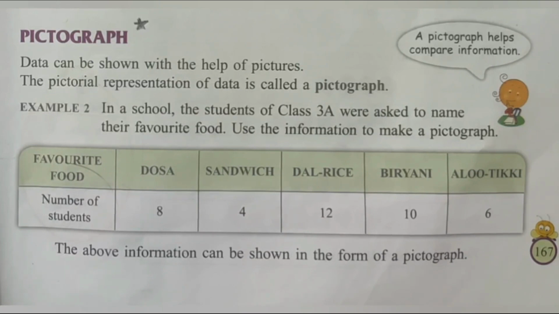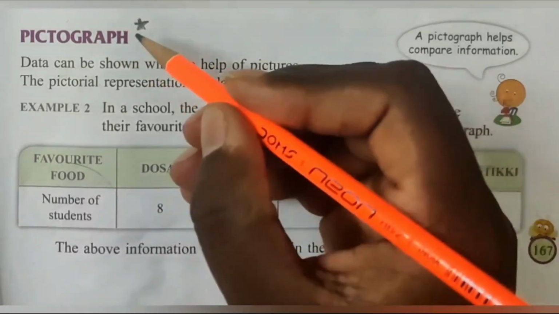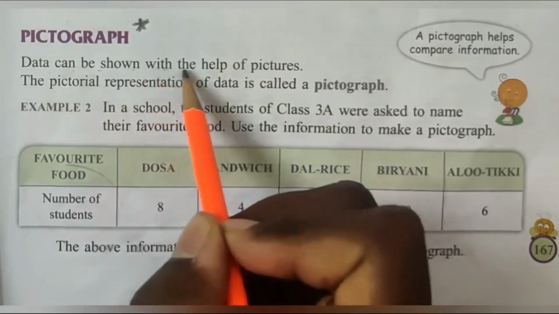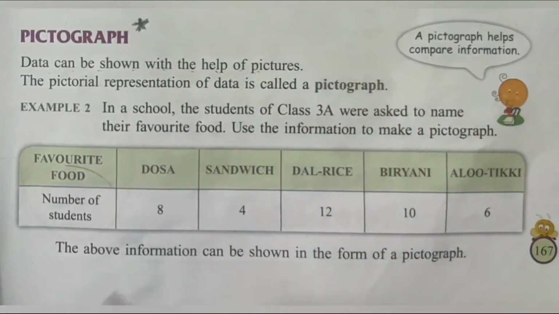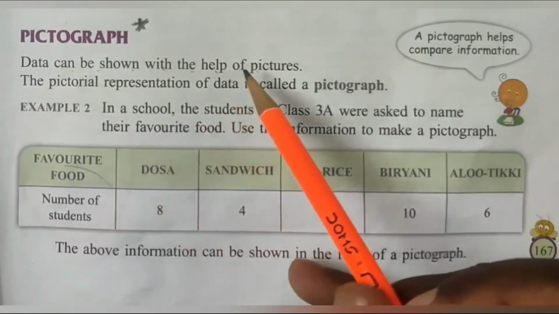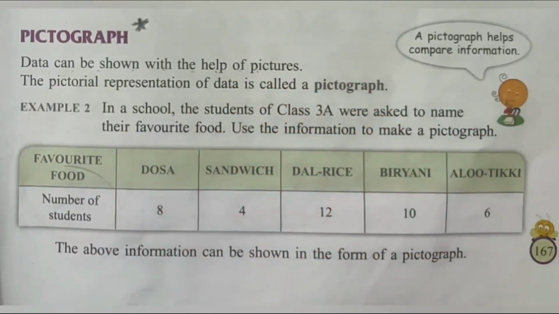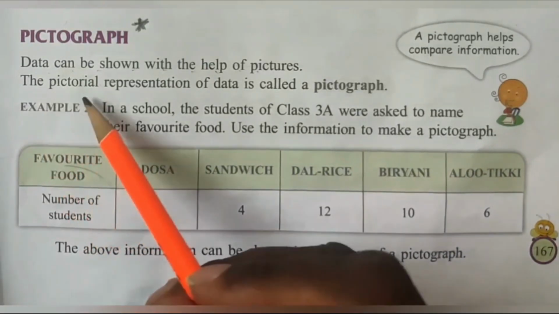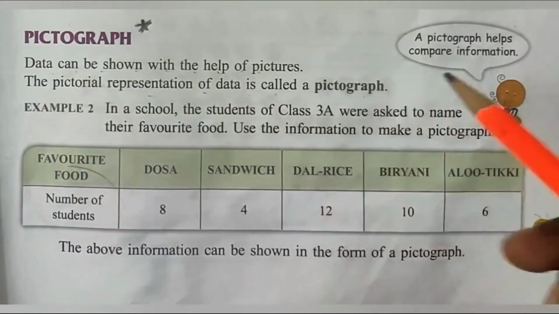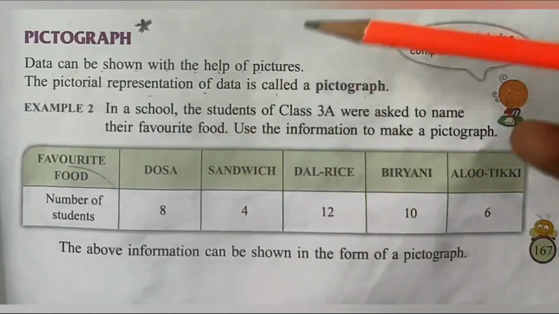So what is actually a pictograph? So this is a pictograph. Let's see what a pictograph is. Data can be shown with the help of pictures. This line tells us that in a pictograph, whatever the data is, whether numbers or things, that information will be given to you in the form of pictures. The pictorial representation of data is called a pictograph.